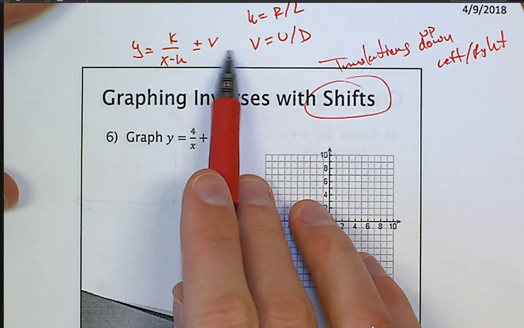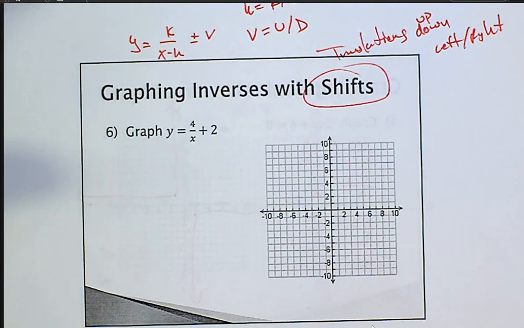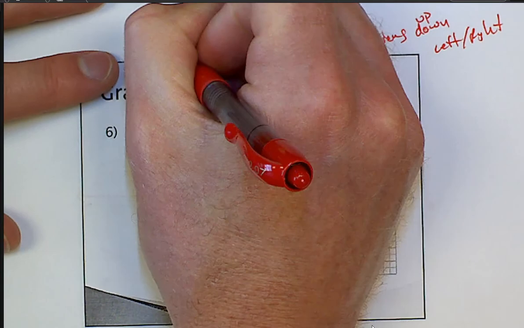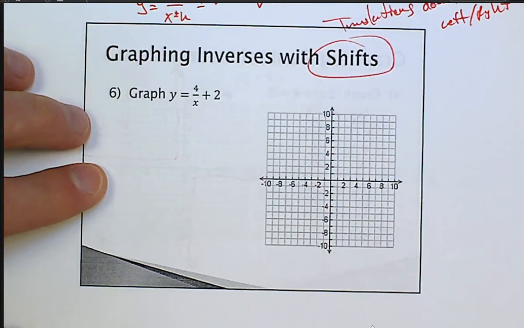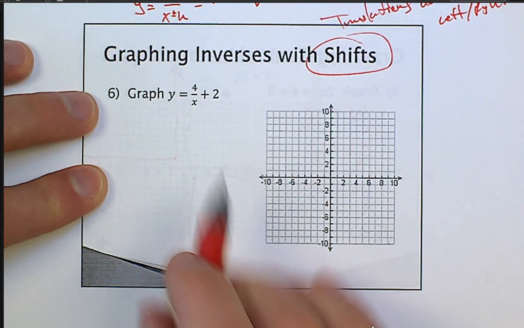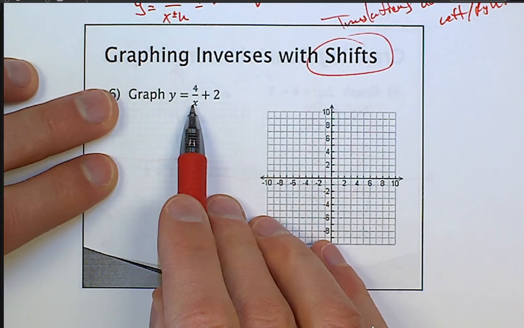Okay? So let's just jump right in. This really should be a plus or minus h because it can be either one. Let's jump right into it here. So here we have a situation. Now, you look at this, you're probably going to say, well, Mr. Skelton, this really isn't an inverse function because it has the plus 2.